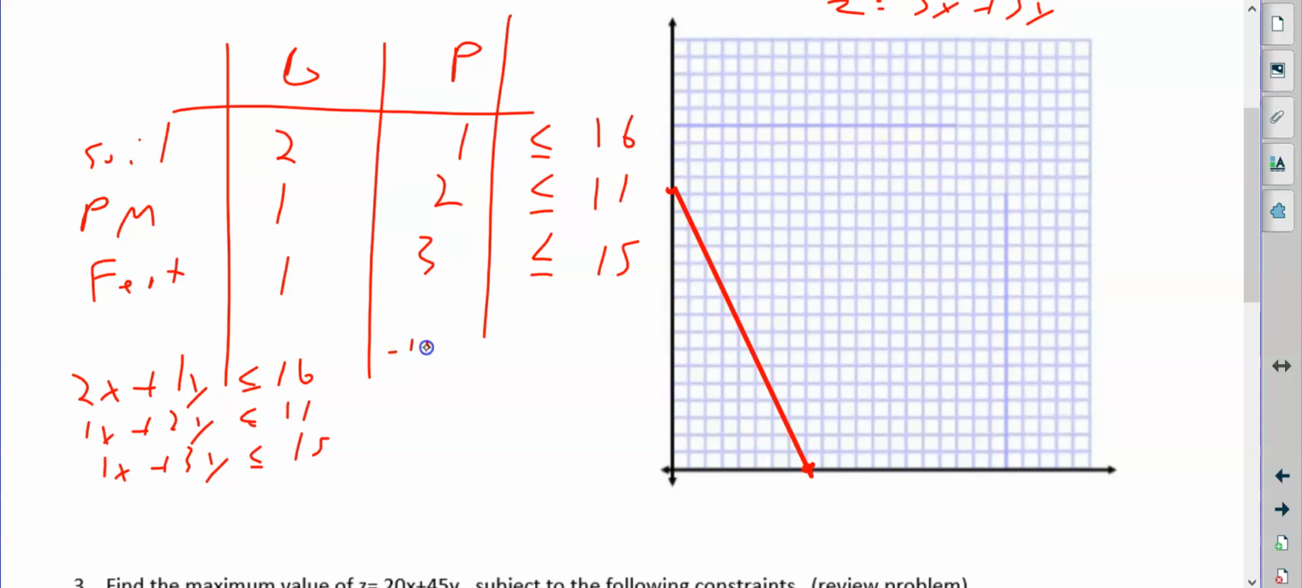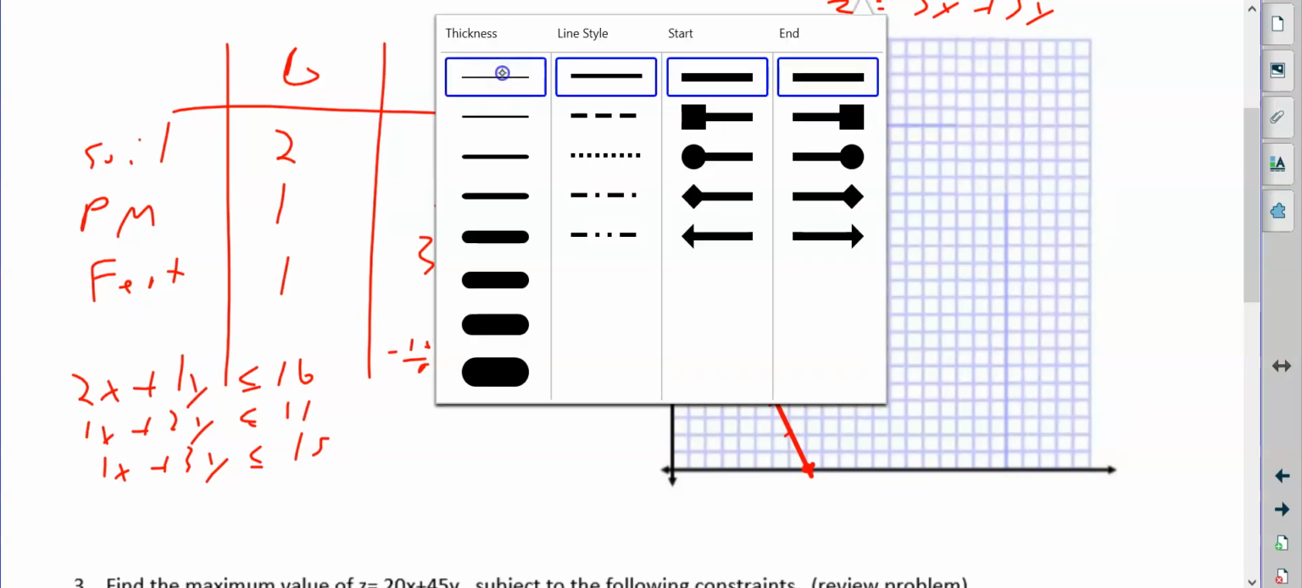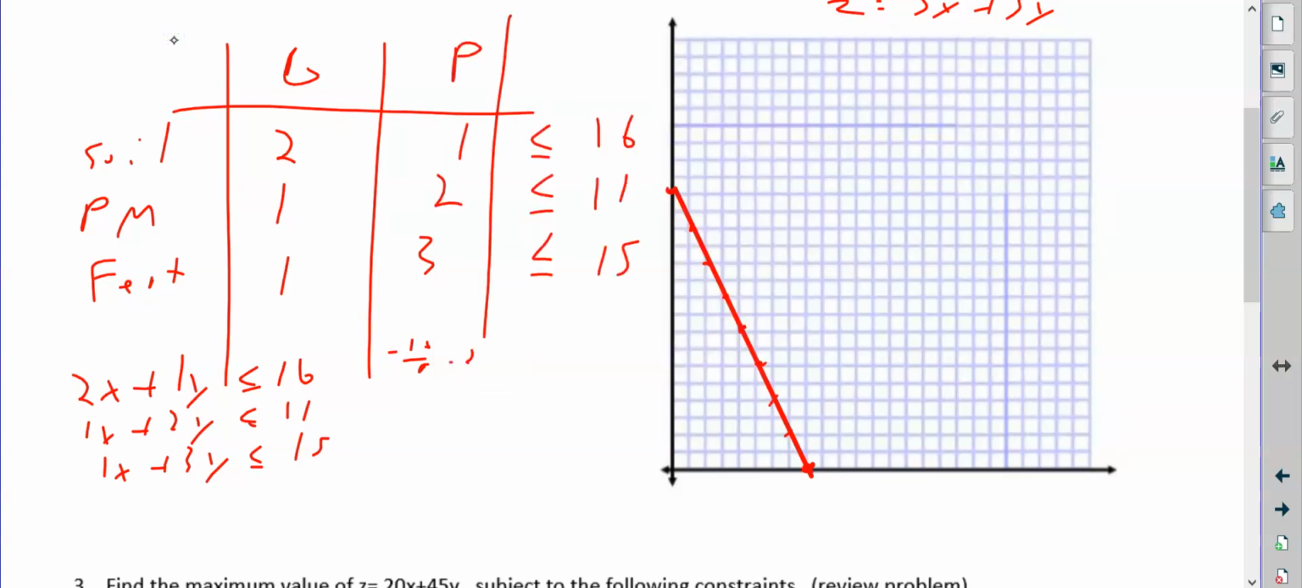So down 16 and right 8, that's -2. So that's down 2, right 1, down 2, right 1. And this just kind of helps make sure I'm all lined up. It looks pretty good here. Okay, so that gives me some points for checking the other line.